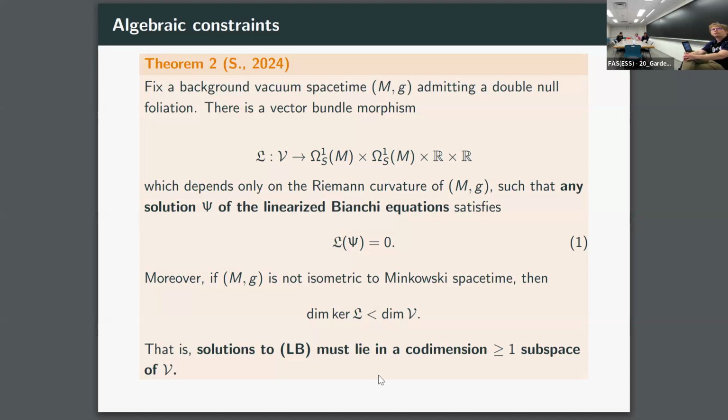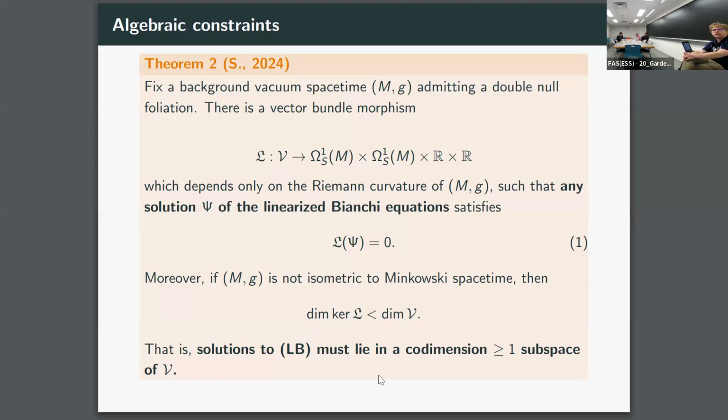And okay, you might say if this operator L is the 0 map, this is not a very interesting theorem. So the second important part of this is that as long as you're not isometric to Minkowski spacetime, then the dimension of the kernel of this operator is strictly less than the dimension of the full solution space. Right, so there's some interesting kernel here. And the corollary, the punchline here, is that solutions to the linearized Bianchi equations must lie in a codimension at least one subspace of my full solution space V.